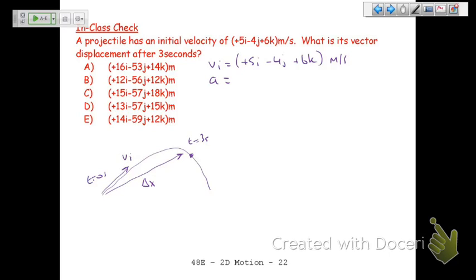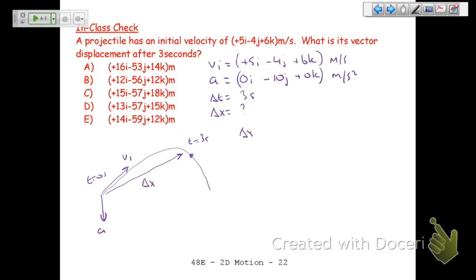I've got a. Well, a is a projectile, so I know it's always going to be pointing downwards, towards the middle of the earth. That's going to be 0i minus 10j plus 0k. That's my acceleration vertically for a projectile, because it points down towards the center of the earth. And my delta t, of course, is going to equal 3 seconds. So I want to find my delta x.